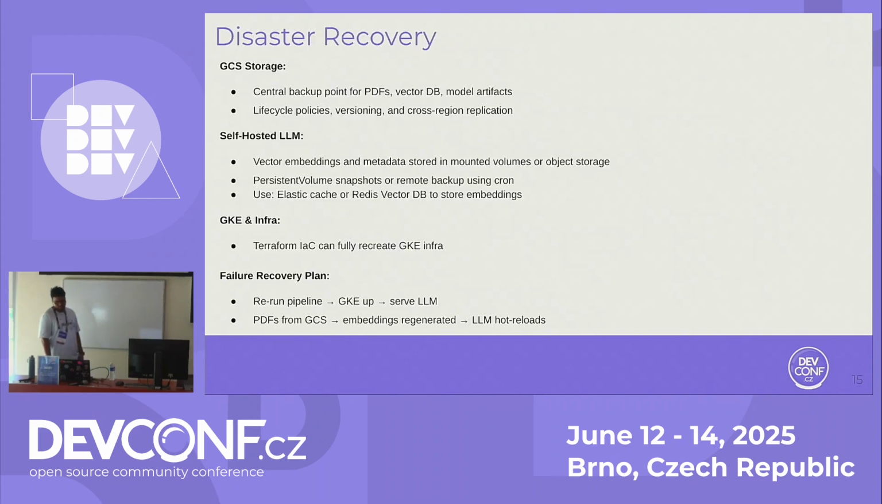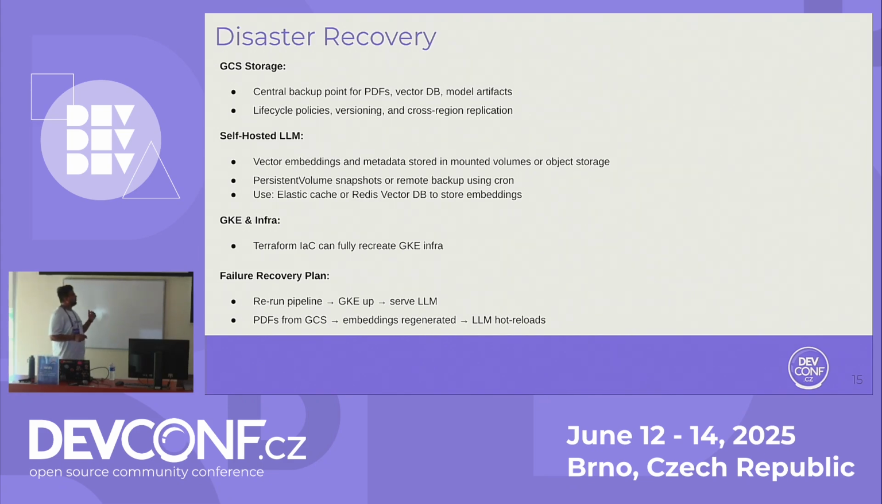Next is disaster recovery. Here we are using GCS storage. We should always take snapshots of that, and we can create backups of those PDFs and vector DB models. Here I'm using ChromaDB for the demo. In production, you can use a Redis vector DB or ElastiCache vector DB in multiple regions. We can also set up lifecycle policies, versioning, and cross-region replication of those GCS buckets. We should store our vector embeddings on a mounted volume, not inside the server, because if the server goes down, our data will also go down. We can lose our data.